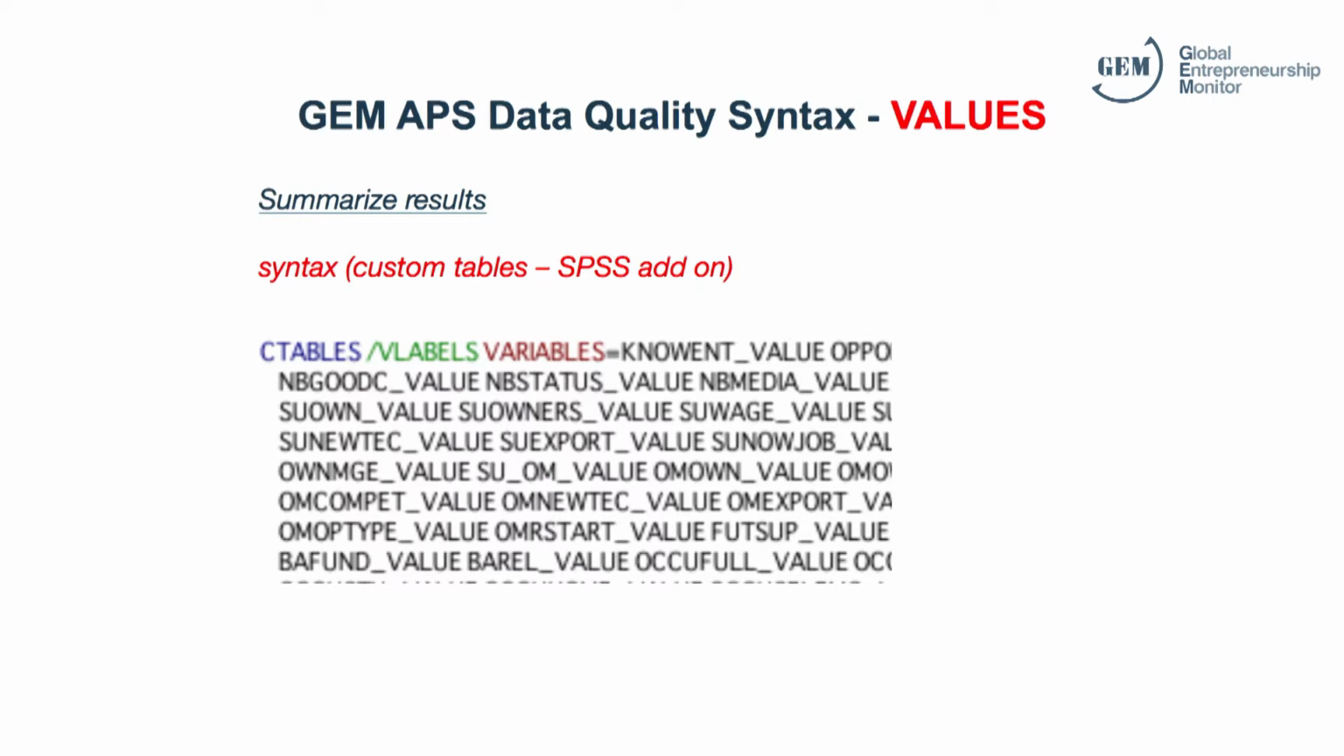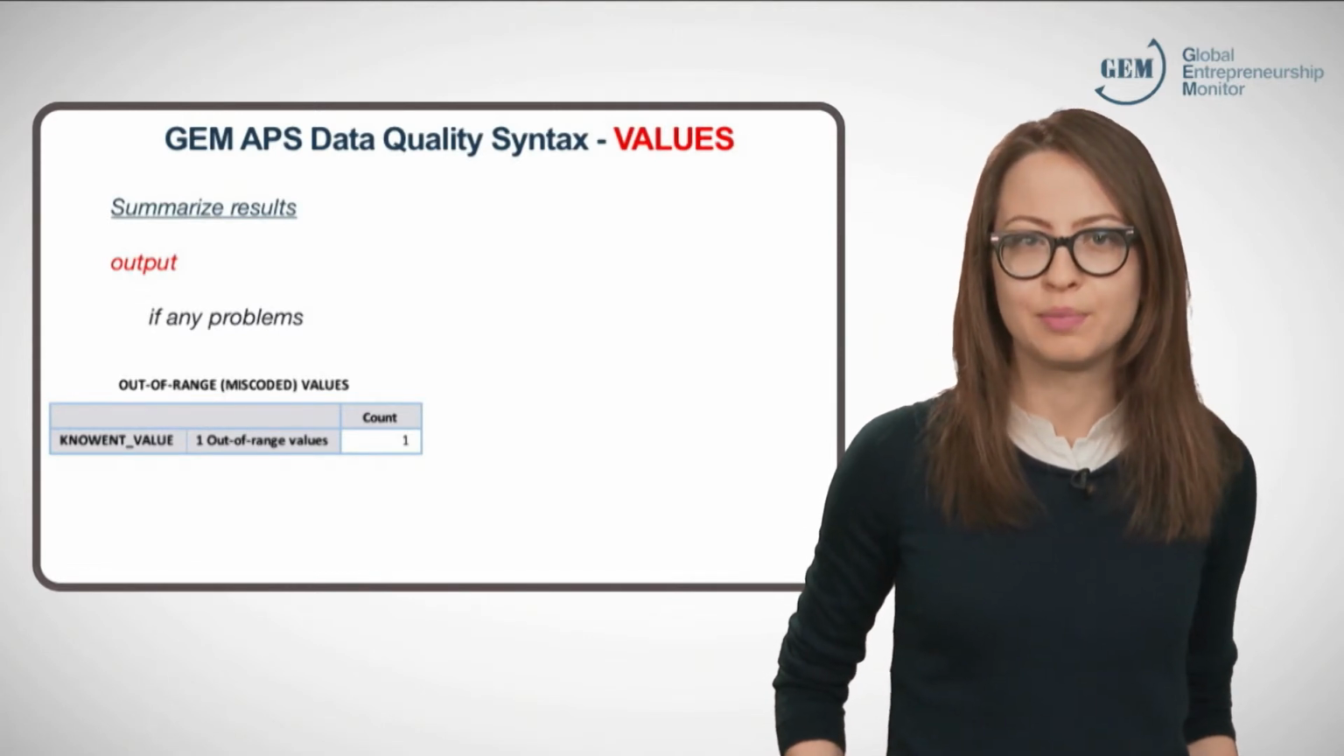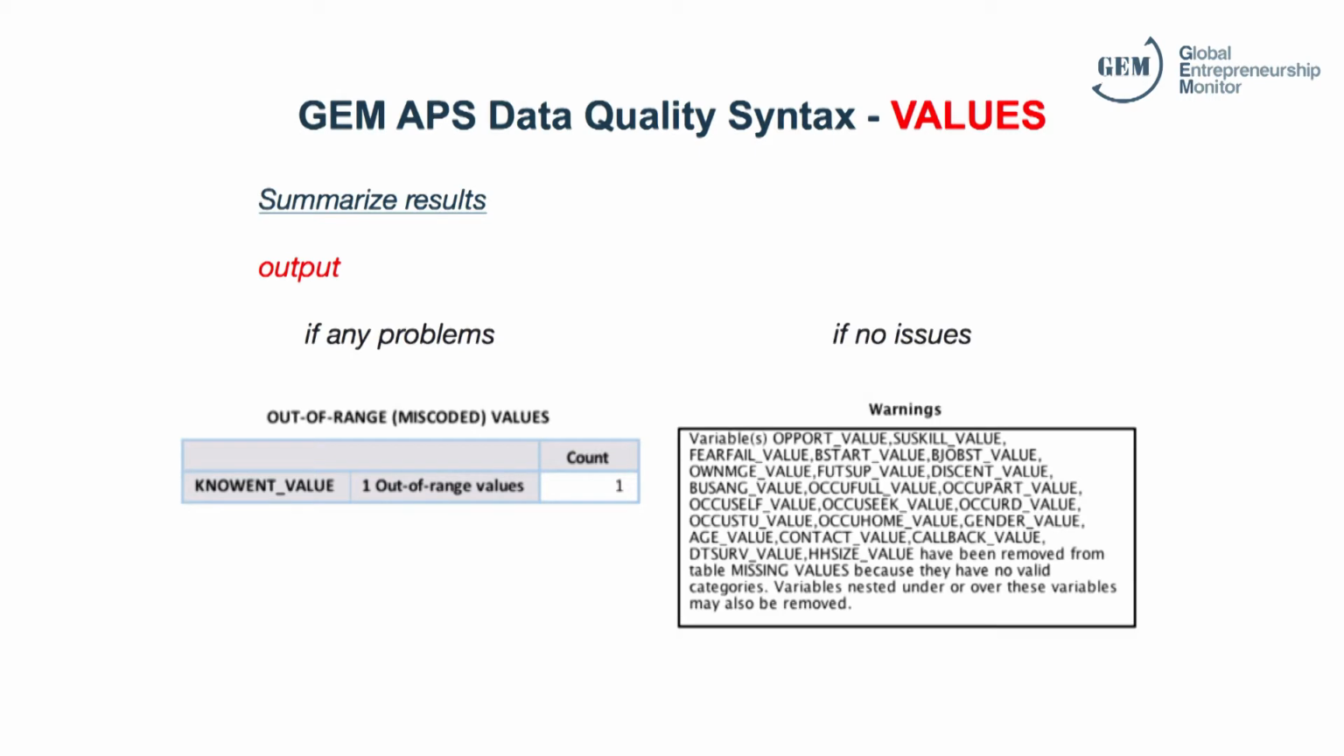Next, if you happen to have a custom table add-on in your SPSS version, you can run this syntax to produce a summary table of every variable that had any errors. If one of the responses to the variable noent was incorrect, for example, you will see a table like this. And if there are no errors at all, you will see a message that the summary table is empty.